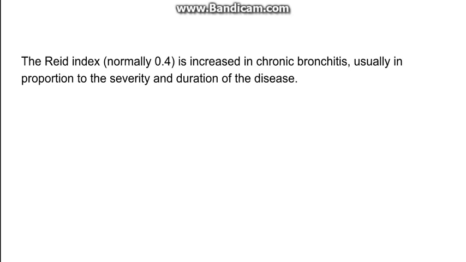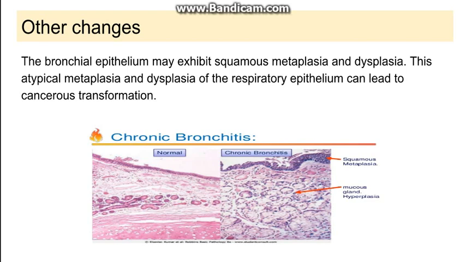Normally Reed's index is around 0.4, but in chronic bronchitis, this is increased because of the increase in the mucus glands, and this is also proportional to the severity and the duration of the disease. Other changes which can be seen, because there is chronic irritation, are squamous metaplasia and dysplasia, and this is of specific importance because of this atypical metaplasia and dysplasia, the epithelium is prone to cancerous transformation.